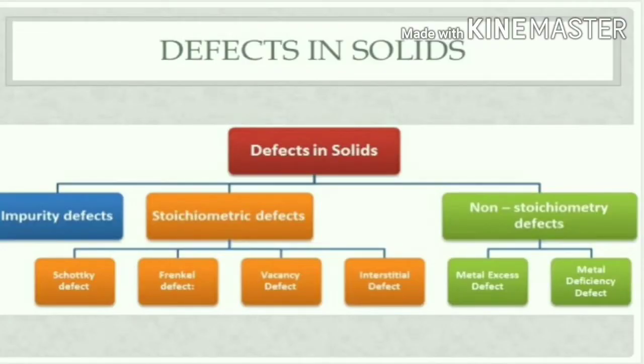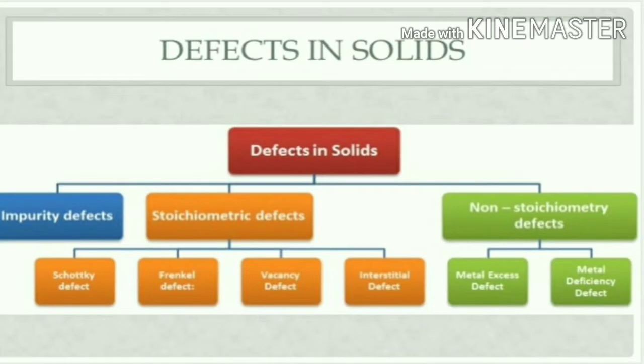Now you can see the further classification of point defect into impurity defect, stoichiometric defect, and non-stoichiometric defect. Impurity defect: when there is a presence of a foreign atom, ion, or molecule, the defect is known as impurity defect. Stoichiometric defect: a defect by which there is no disturbance in the stoichiometry of the solid. It is further classified into Schottky defect, Frenkel defect, vacancy defect, and interstitial defect.